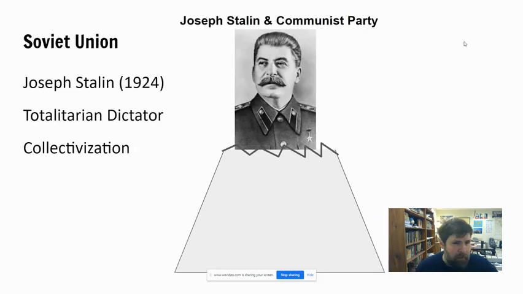And Lenin dies in 1924 and is replaced by this guy, Joseph Stalin, who's a real piece of work. And we'll talk about him more in later lessons in this class. But for now, let's just say he was a totalitarian dictator, which means he exercised complete control over Soviet Russia, and he implemented mass collectivization, which means he undid the New Economic Policy. He took away all the land from everyone and started having communal farming, which didn't go so well and led to widespread famine and the deaths of millions of people. But we'll talk about him another day.